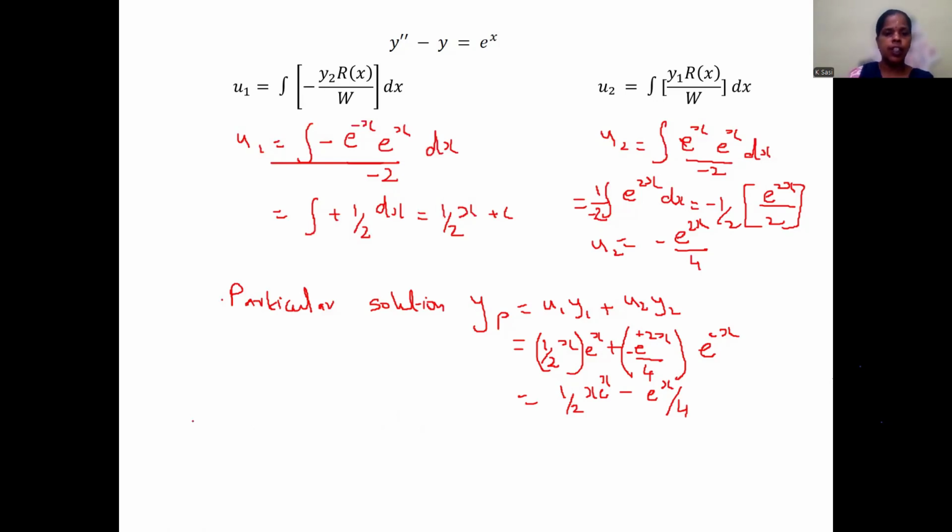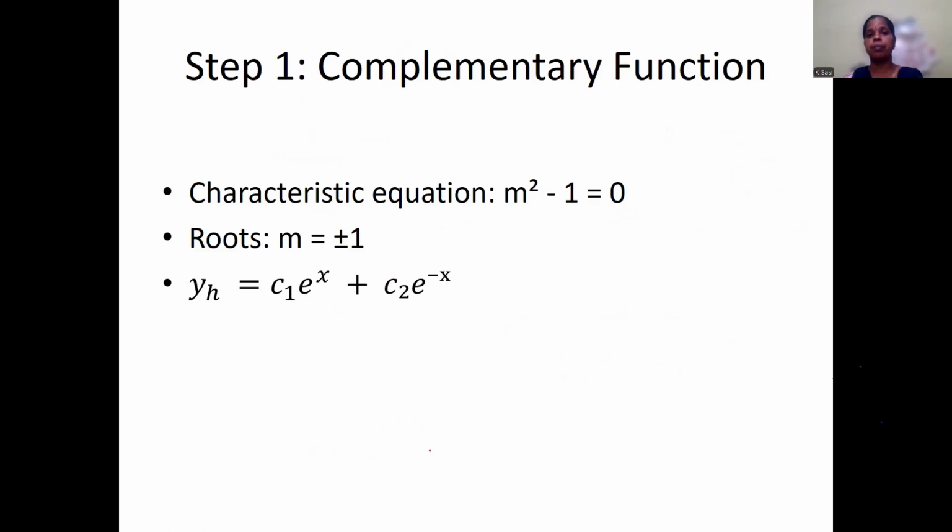So the general solution you have to write. Always you have to write the general solution. Y is equal to yh, that is the complementary solution, plus the particular solution. So complementary function plus particular solution. That is your answer. I repeat once again the whole problem.